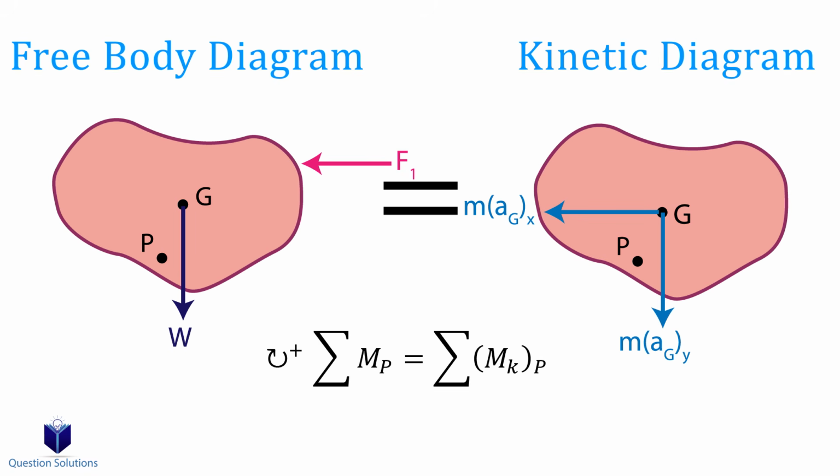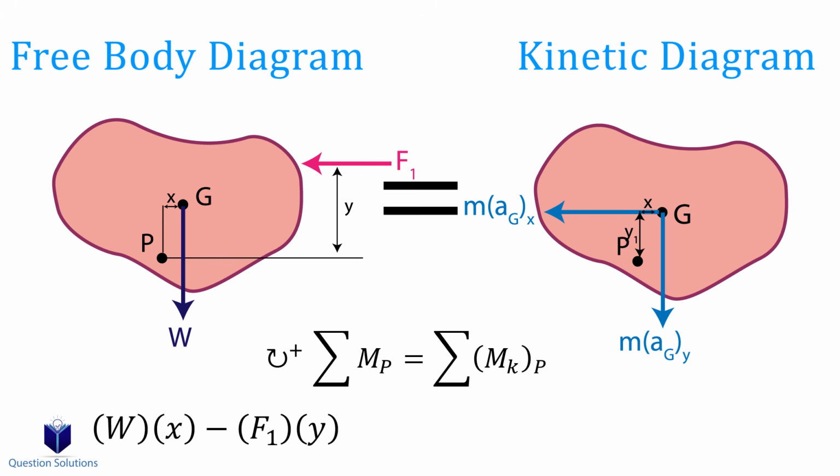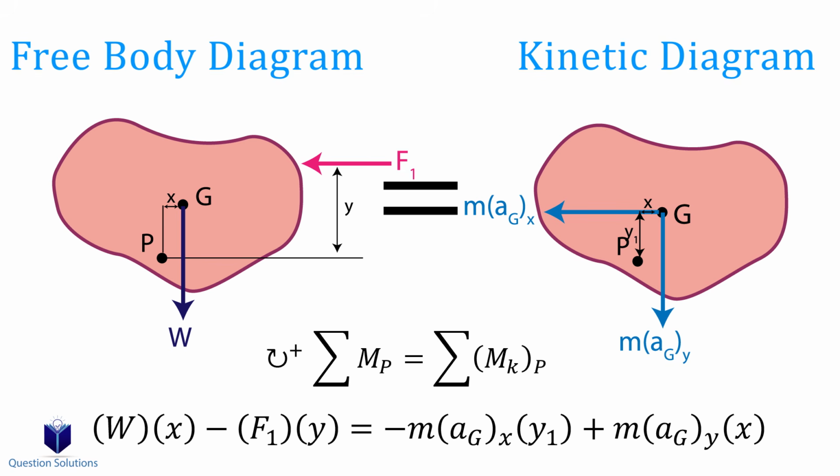Remember that a moment is force times the perpendicular distance to the point where we're calculating the moment at. So for this example, our left side would look like this, and the right side would be like this. Notice how the vector we drew at the center of mass in the kinetic diagram is used to find the moment about point P. This might be a bit confusing right now, but after we go through examples, it'll become much clearer.